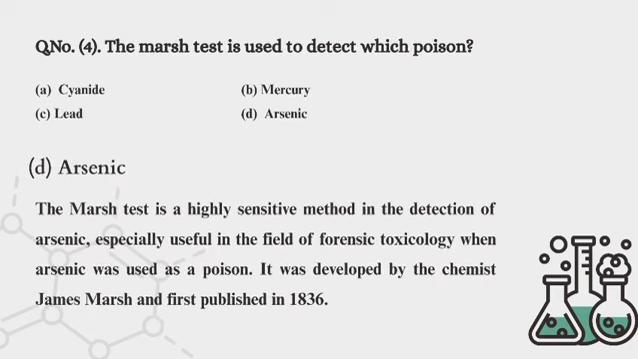Question number 4. The Mars test is used to detect which poison? Option A. Cyanide. B. Mercury. C. Lead. Or D. Arsenic. So the correct answer is D. Arsenic. The Mars test is a highly sensitive method in the detection of arsenic, especially useful in the field of forensic toxicology. When arsenic was used as a poison, it was developed by the chemist James Marsh and first published in 1836.